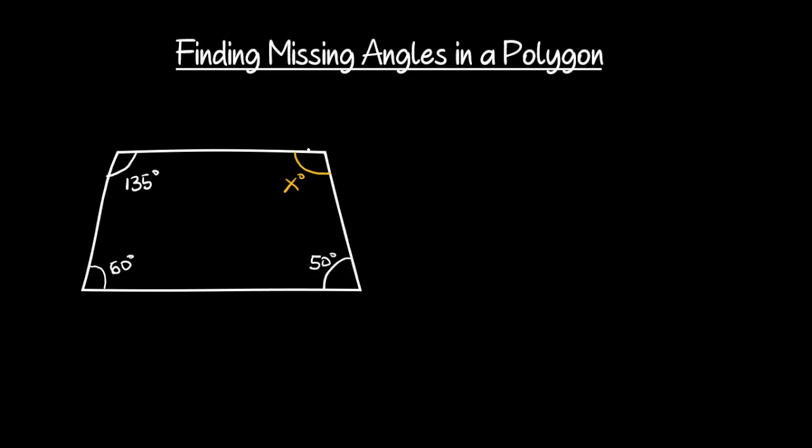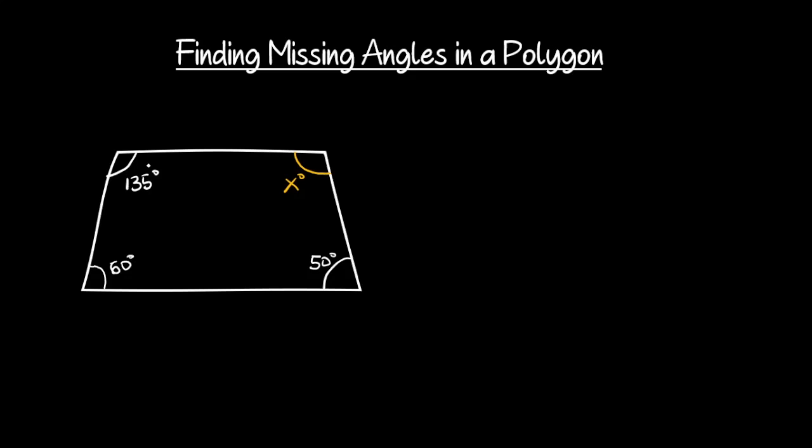In this video, we want to look at how to find missing angles in a polygon. So we have a four-sided polygon over here, and the question demands that we find the answer for x. If you have a question like this, how will you go about solving it?